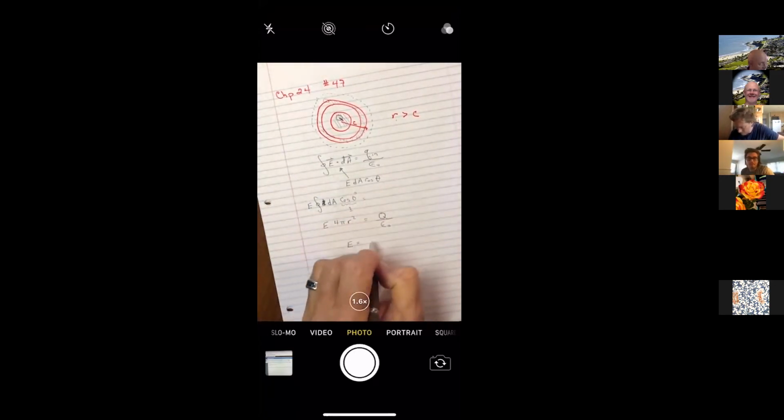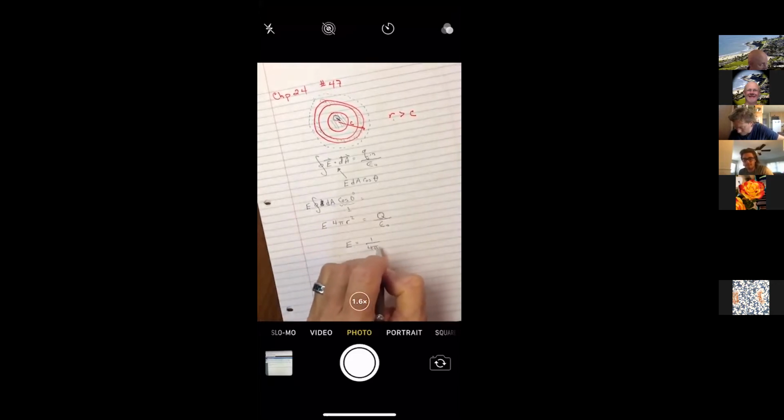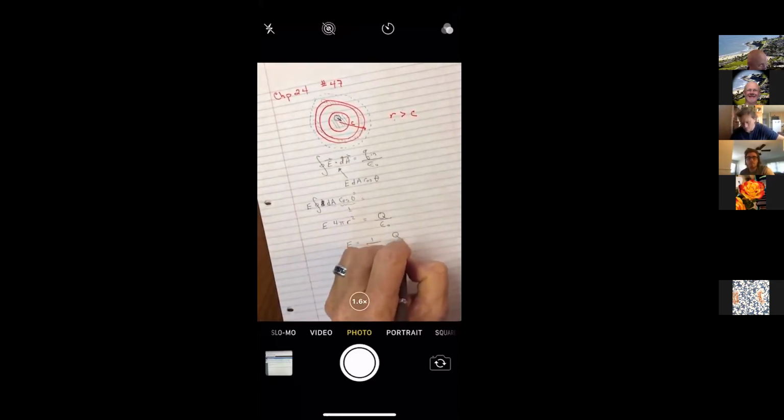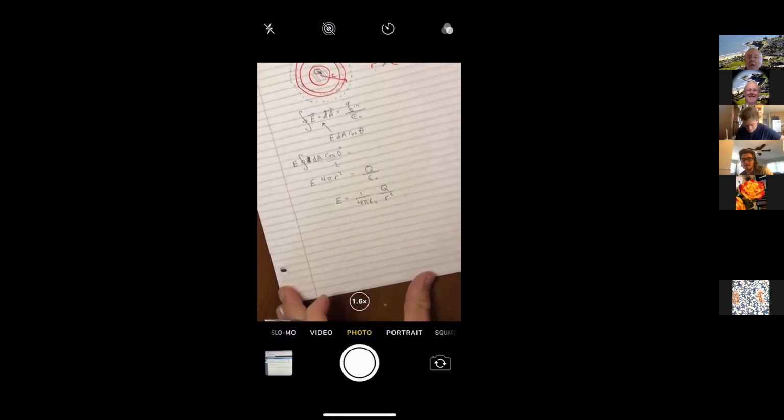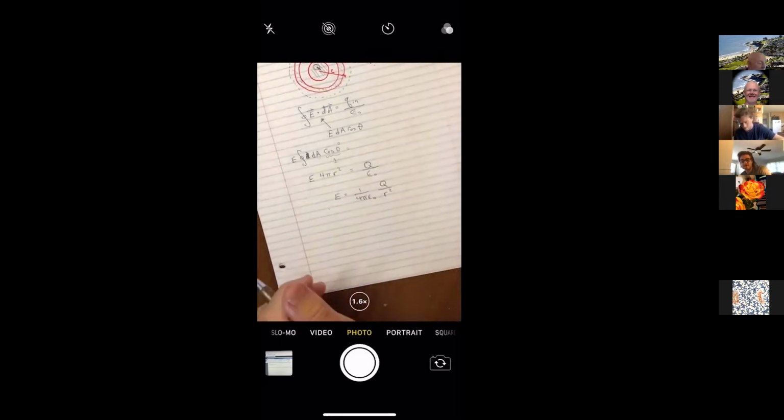And so the electric field then would look like that for R greater than C. All right, that's what I thought. It was just the conductor that was throwing me off. I didn't know if that changed anything. It changes a few things, but not the field on the outside.